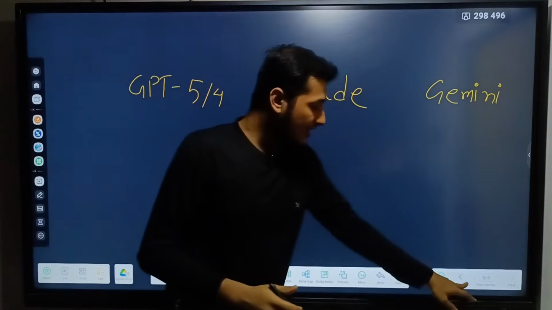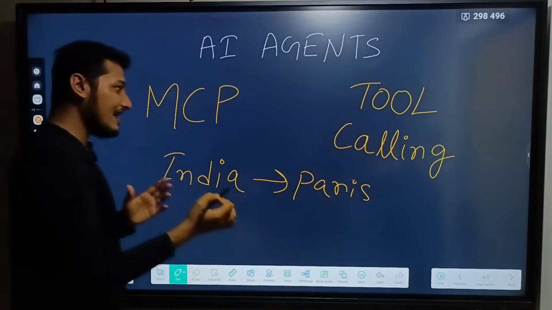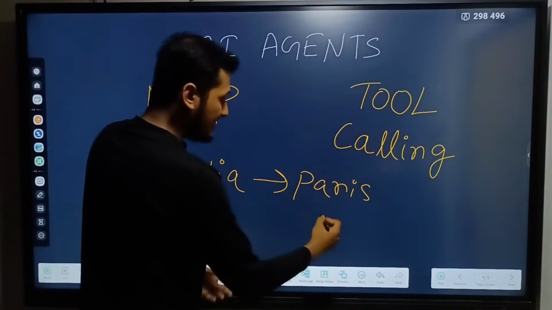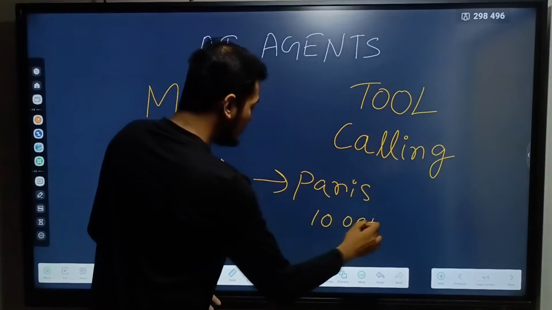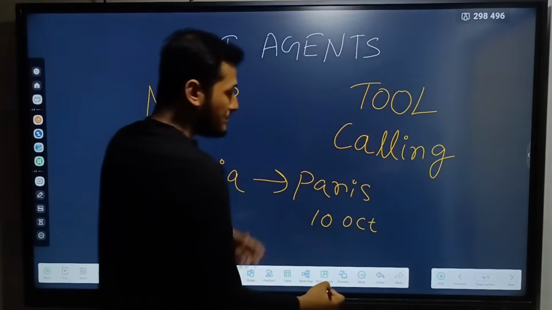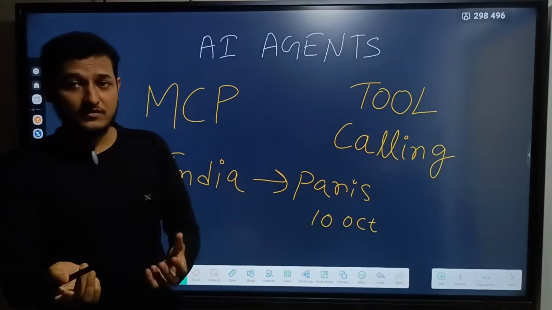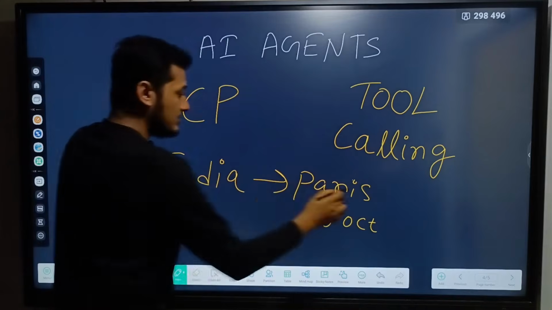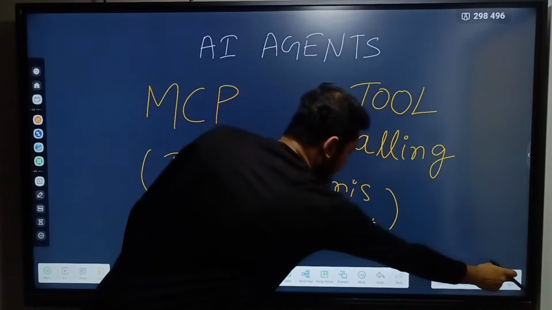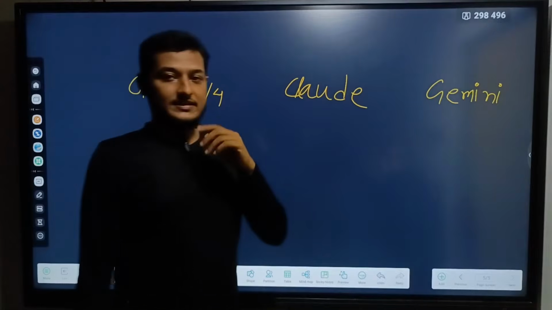You will just provide a simple prompt: I have a tour on 10 October, and I want to go from India to Paris. So please search the flight and please book the hotel room for me. This is your requirement. Now you tell me, will these LLM models be able to do that?